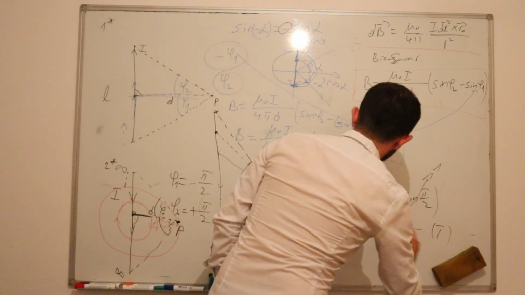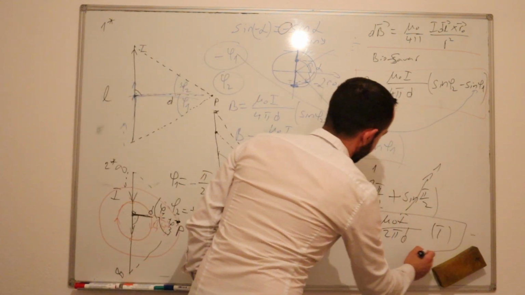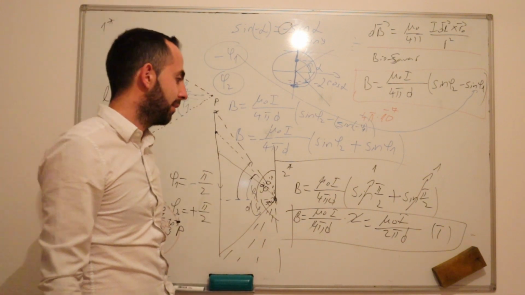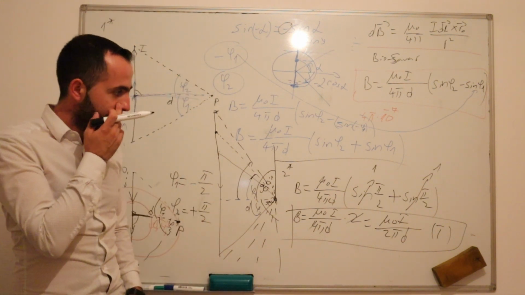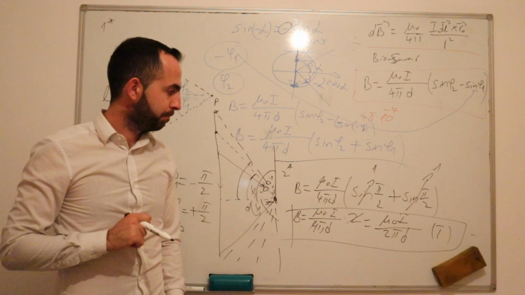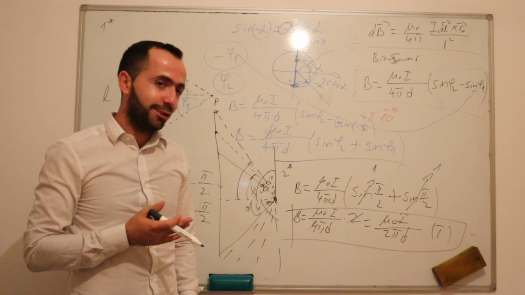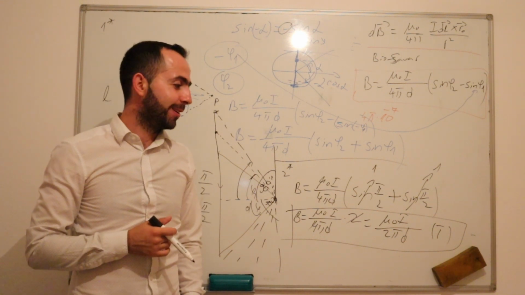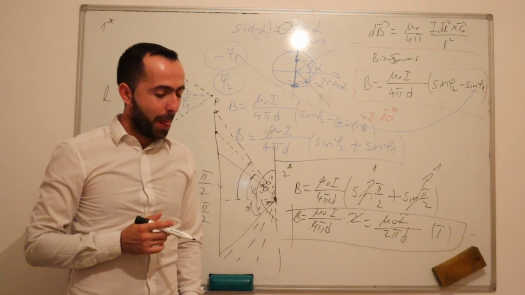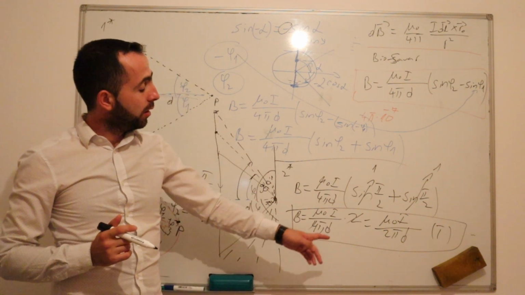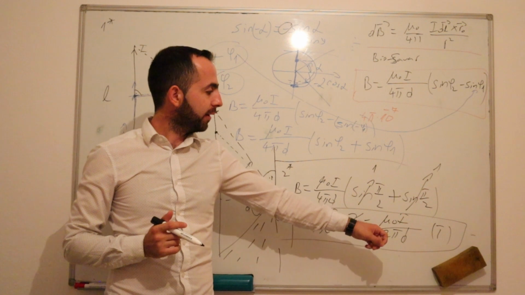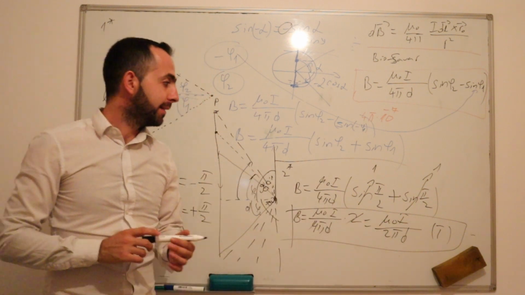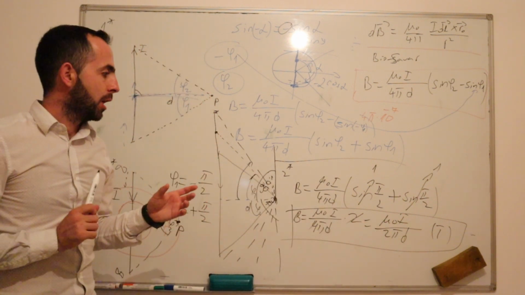And the unit is Tesla. Don't forget. You can lose maybe some points if you don't write the unit. And it is the unit that you can most easily remember. So, our magnetic field is equal to this. And this is very important.